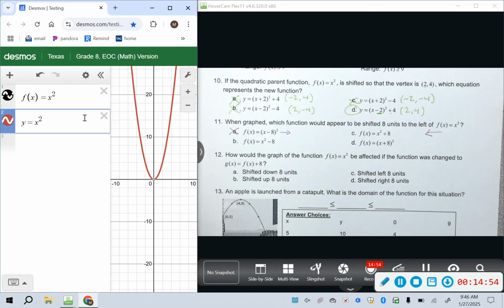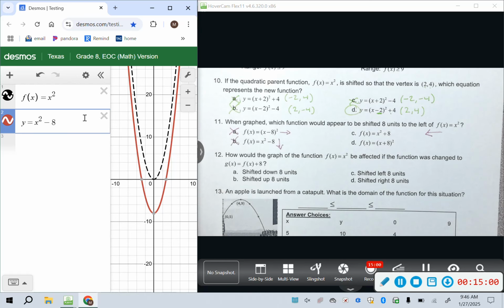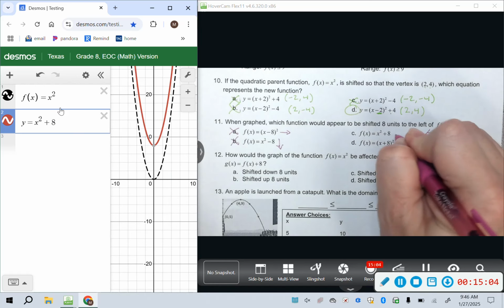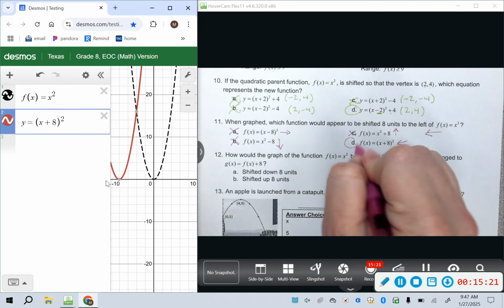x squared minus 8. That went 8 units down, so that's not my answer. This one says plus 8. That one went 8 units up, so that's not my answer. And this last one should be my answer. Let's double check. Plus 8. And that went 8 units left. So that is my answer. So D is my answer.